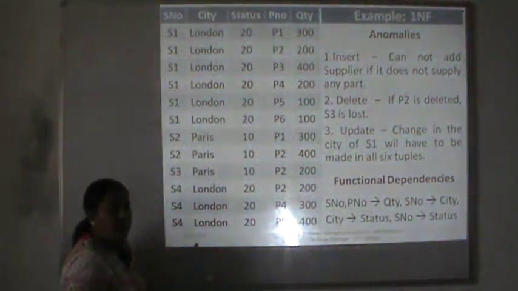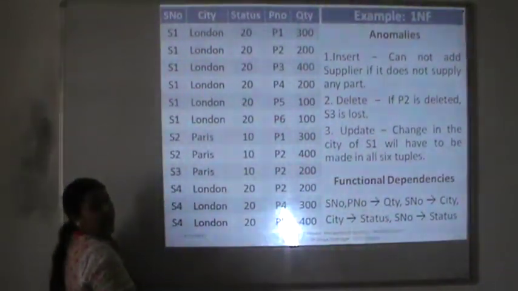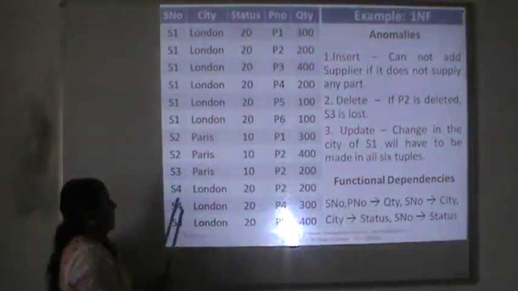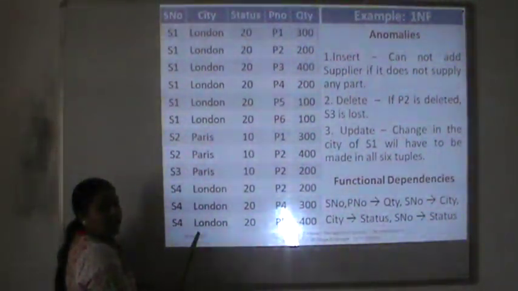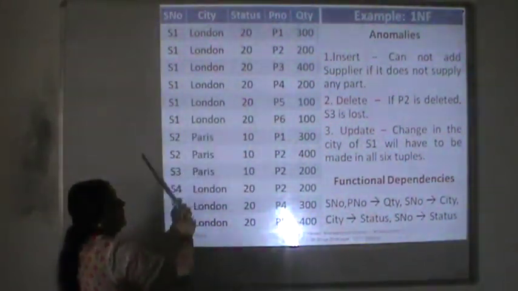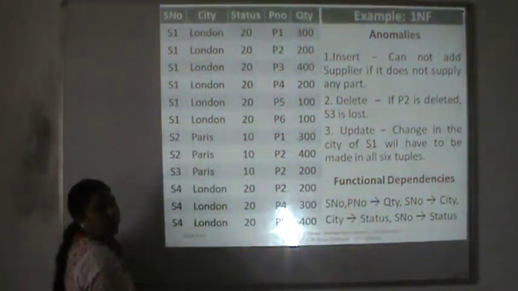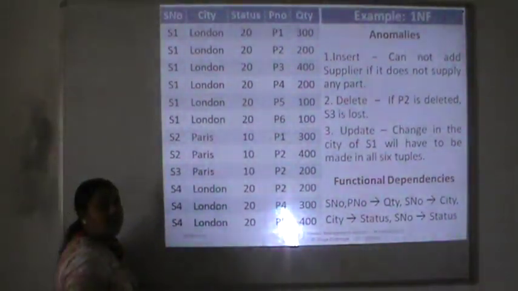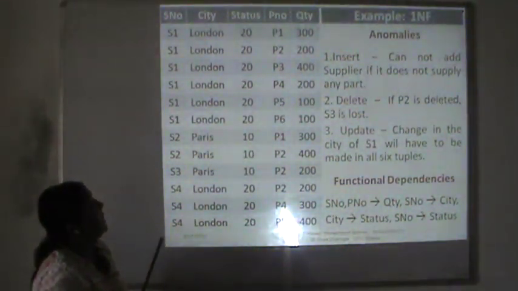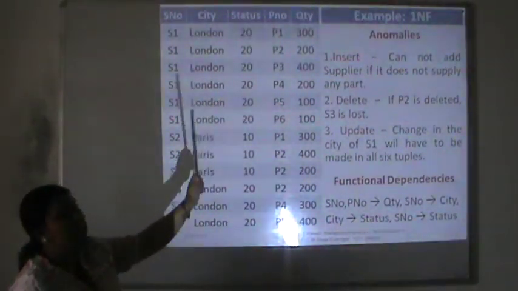The information that S1 stays in London appears 6 times. The information that S2 resides in Paris appears 2 times. S4 resides in London appears 3 times. So this is a repetition of information. Apart from this, the status of London is 20 appears 9 times. So there is a repetition of information. The status of Paris is 10 appears 3 times. So at first instance, if we look at the data, the repetition issue is there in this design. Now one by one, let us see if there is some insert anomaly.